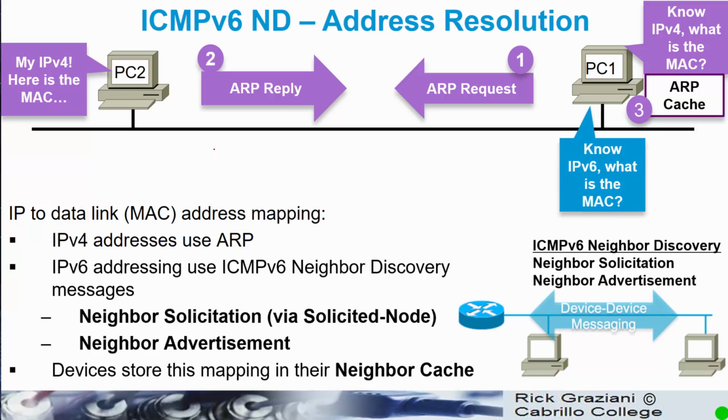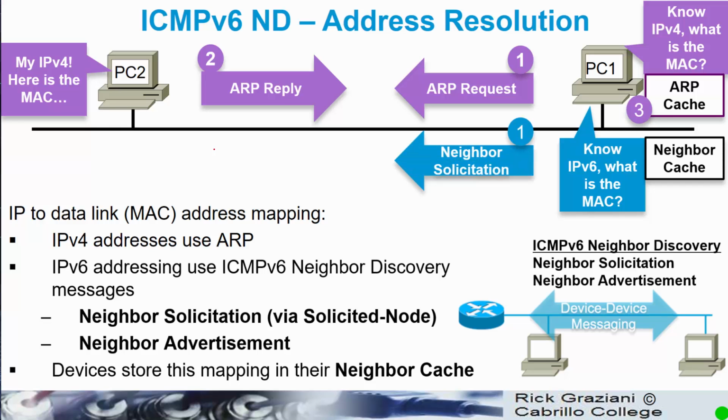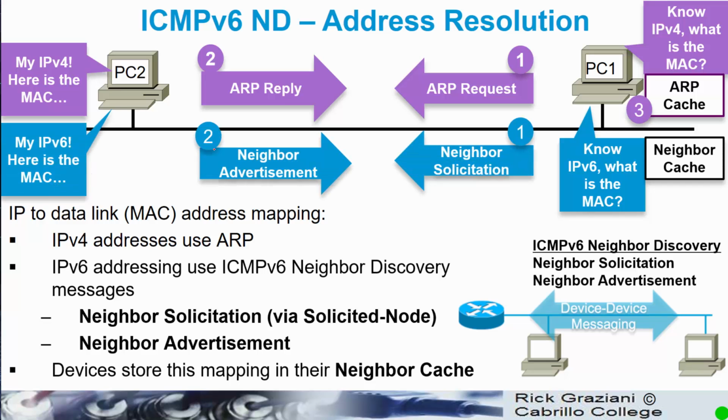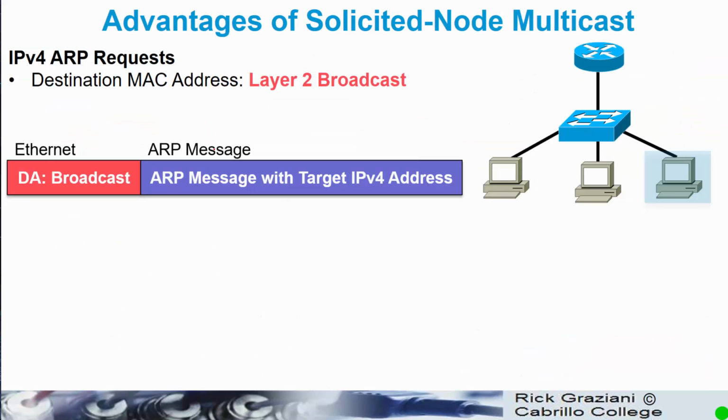So I know my IPv6 address, what's my MAC address? It checks my neighbor cache, it will send a neighbor solicitation. It will get a neighbor advertisement or reply, and store it in its neighbor cache. Same thing with IPv4 with ARP.